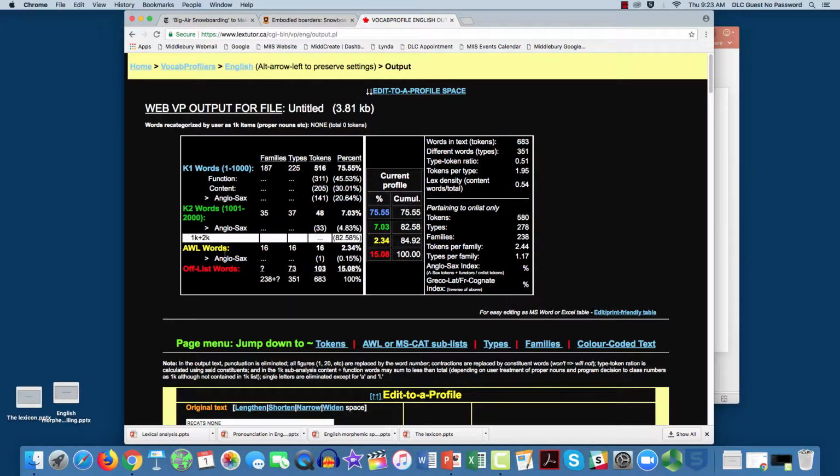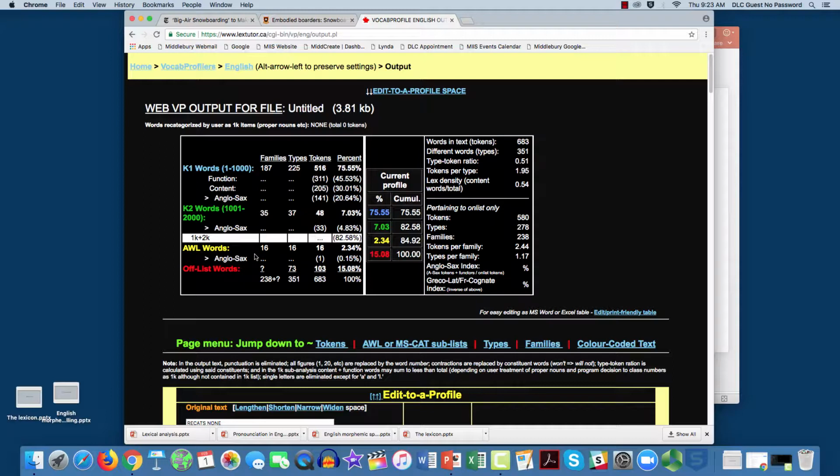AWL stands for Academic Word List. These are words that are highly frequently found in academic writing. This is a special word list that was designed to take you from K1 and K2 to the other words that you would need to know to be able to understand 95% of most academic writing, 95% of most journal articles.